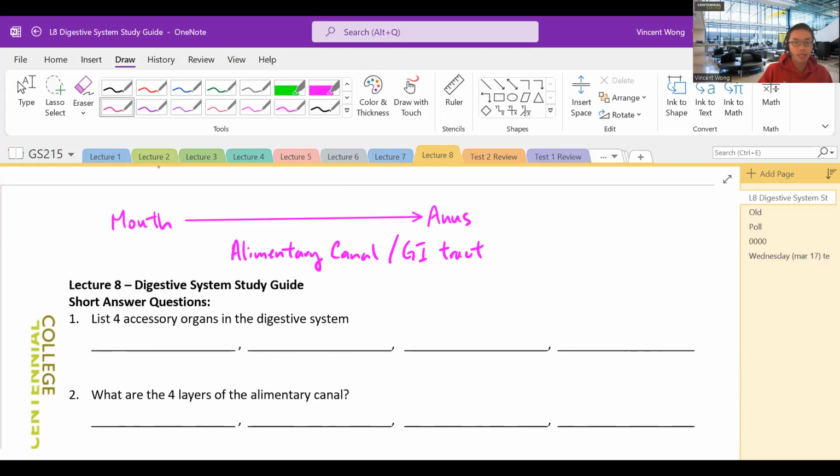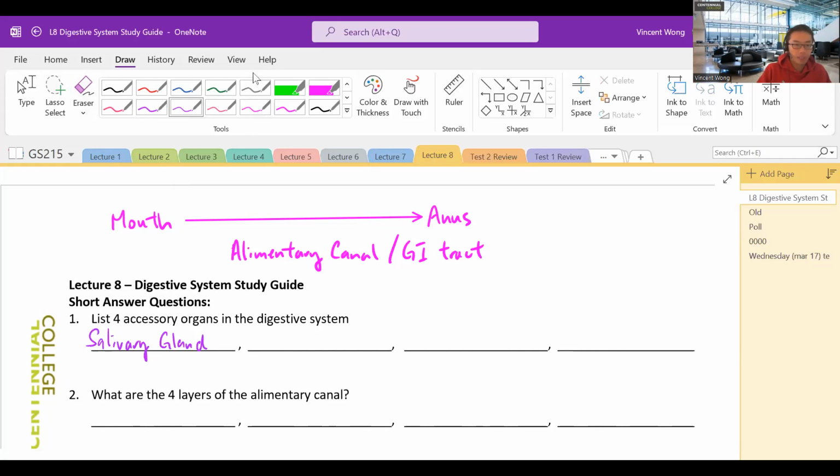Along the way, there are accessory organs that add various mixtures to the GI tract, right, to help with the digestion process. The food itself does not go into the accessory organs, but we need the accessory organs as part of our digestive process. So let's go through some examples of accessory organs. At the beginning, in the mouth, we have the salivary glands. Now, there are 3 pairs of salivary glands, right?